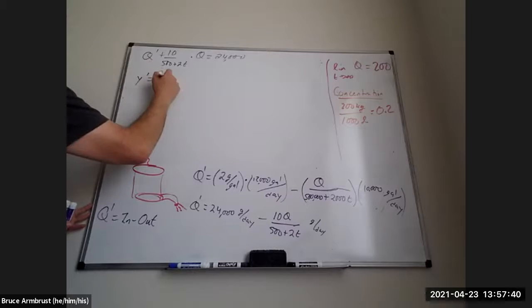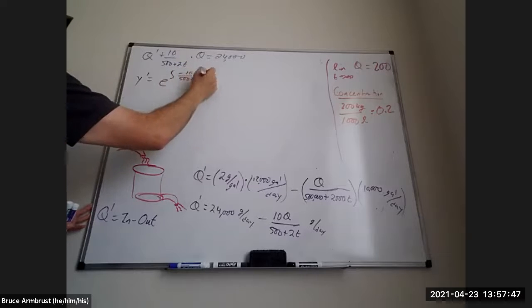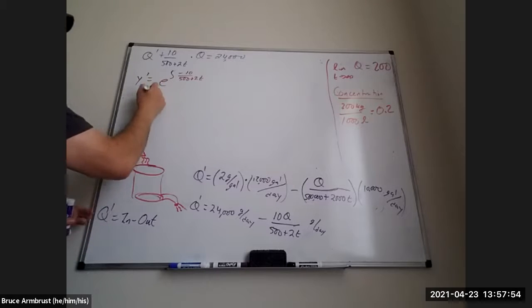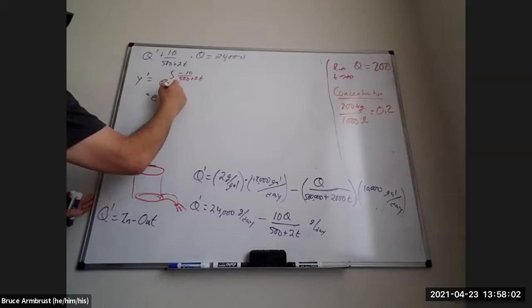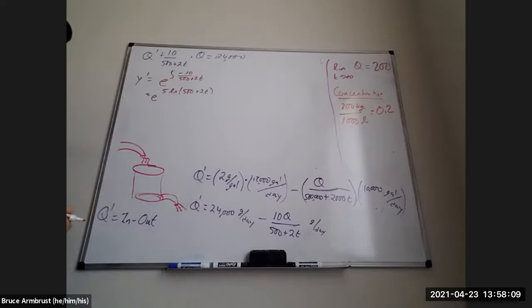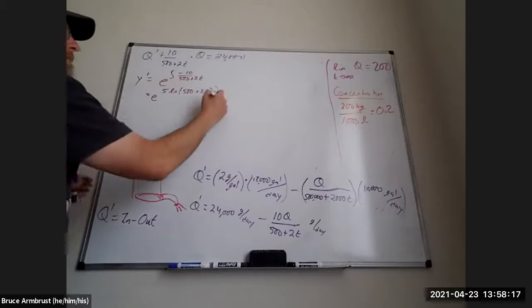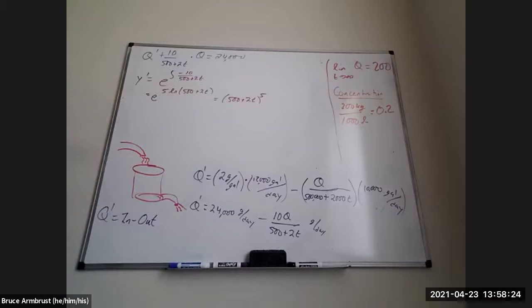So y1 is going to be e to the integral of negative 10 over 500 plus 2t. All right, so that ends up being e to the 5 times the natural log of 500 plus 2t. So we can bring that 5 in as a power, the e to the natural log cancel each other out, and we're left with 500 plus 2t to the fifth. So there's our y1, not y prime, one up.